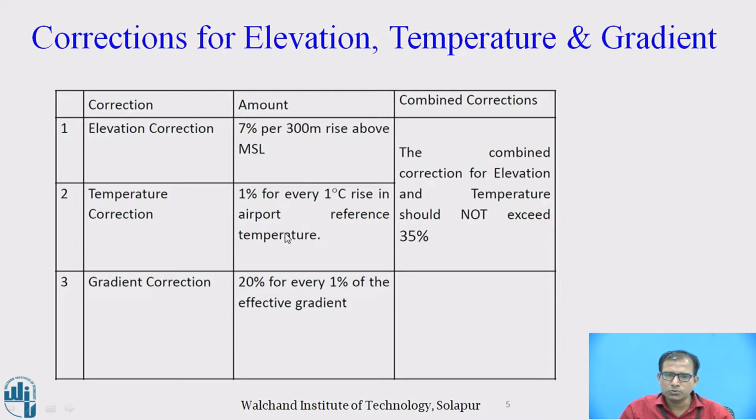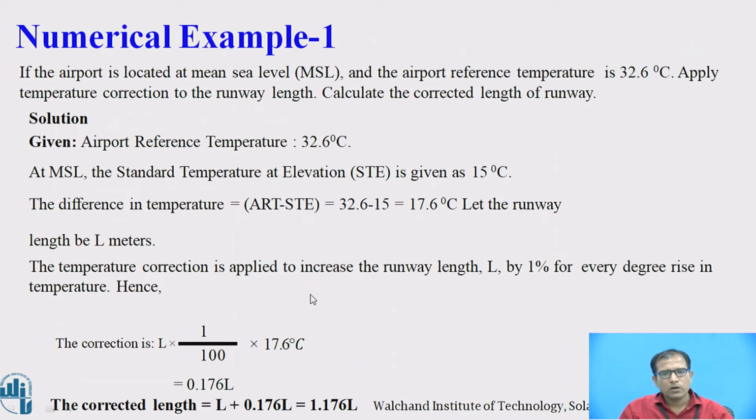Combining these two, we should also know that the additional length you have calculated should not exceed 35%. After correcting for elevation and temperature, we apply the gradient correction, that is 20% for every 1% effective gradient. Now the example is given like this.